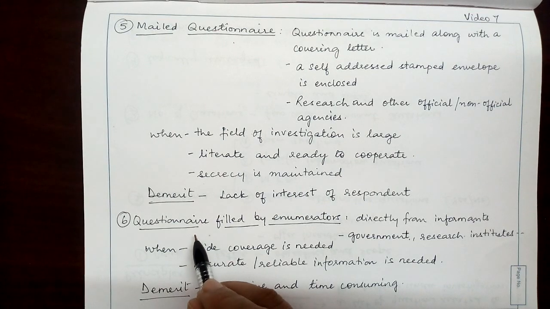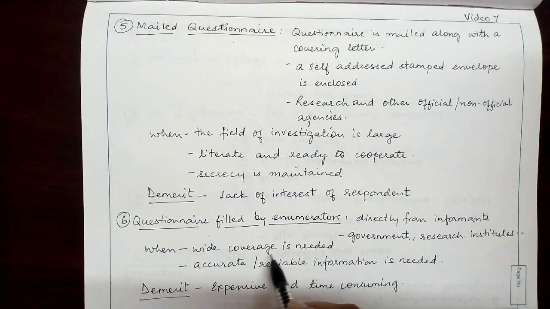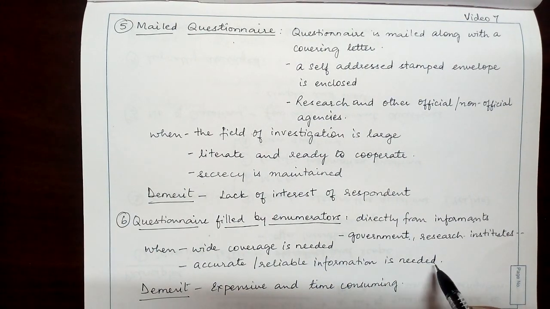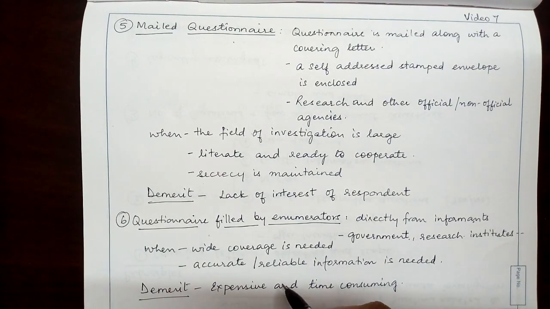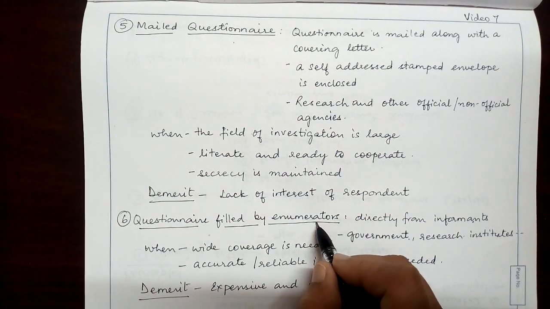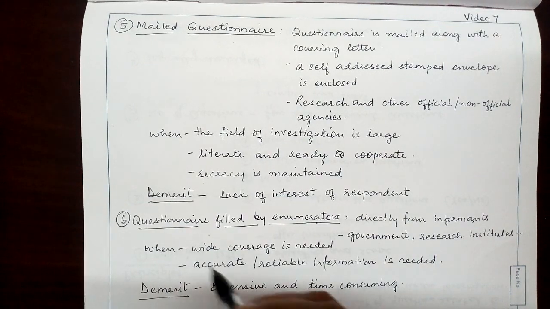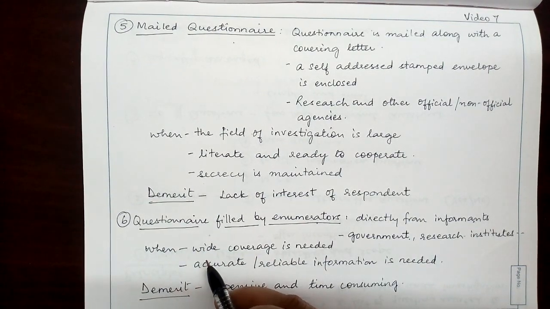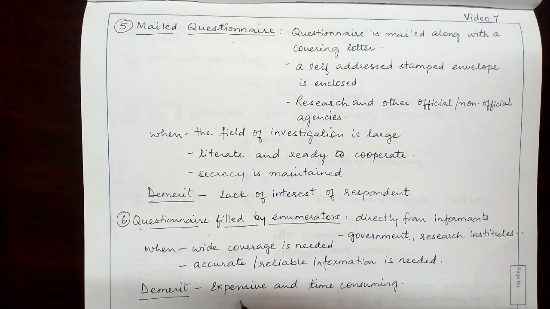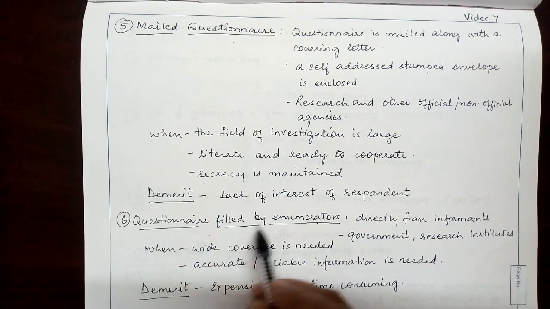This type of collection of data is done when wide coverage is needed, and also when accurate and reliable information is needed. Since this is directly from the respondents and filled by the enumerators, the data is accurate and reliable. However, this method also has a demerit, that it is very expensive and time consuming, since the enumerator has to go from door to door or person to person to fill the questionnaire on his own. Hence, it is time consuming. And a number of enumerators will have to be employed to conduct this type of survey.